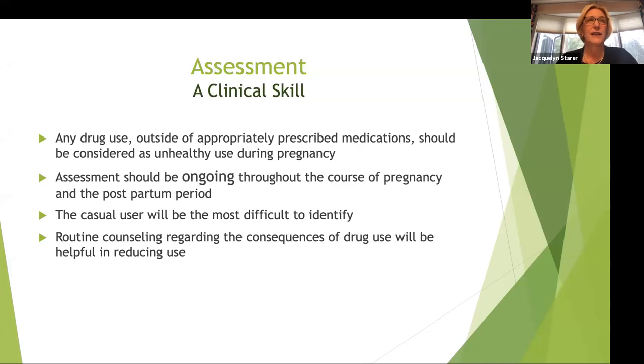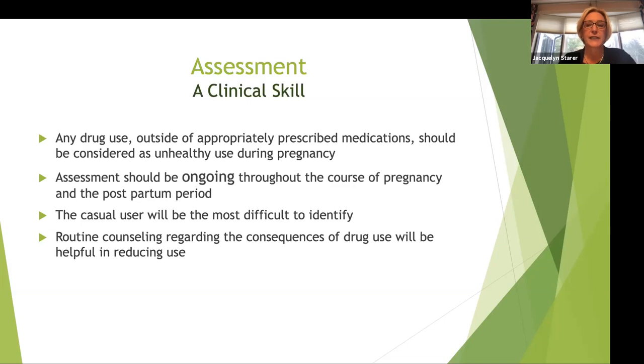An assessment isn't a one-time thing. It should be ongoing throughout the course of pregnancy and the postpartum period. And we really should think of the postpartum period not as 6 weeks, which is what insurers and payers consider it, but their very riskiest period for relapses is in the first year. So there should be this concept of a fourth trimester, which goes on for at least a year after they've had the baby.